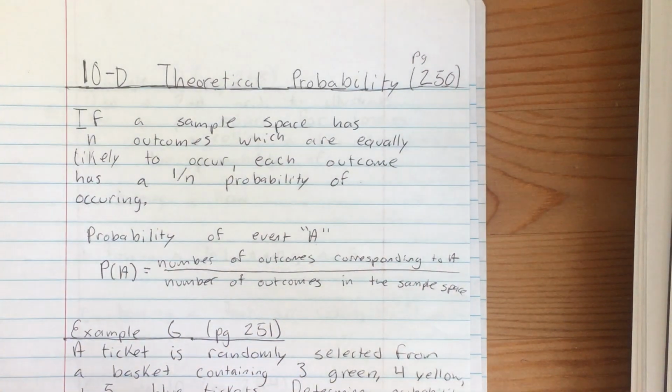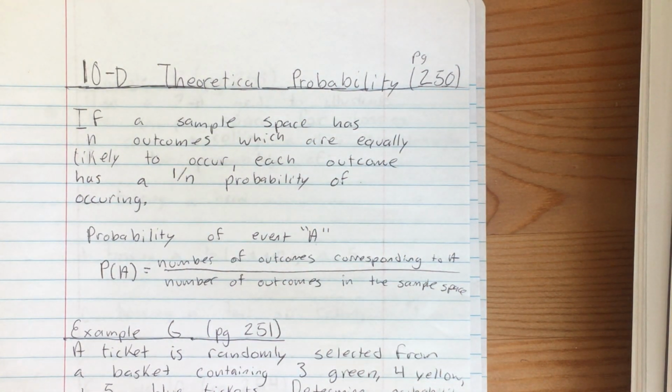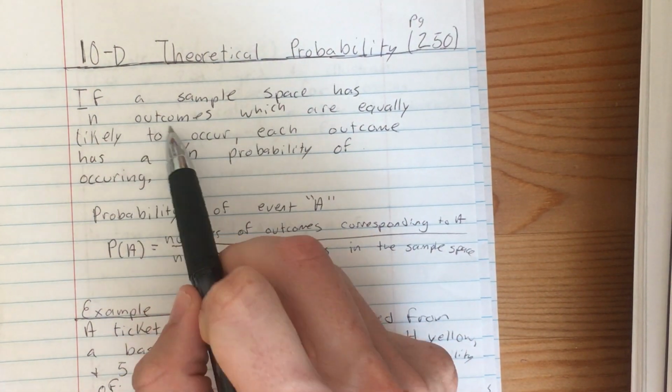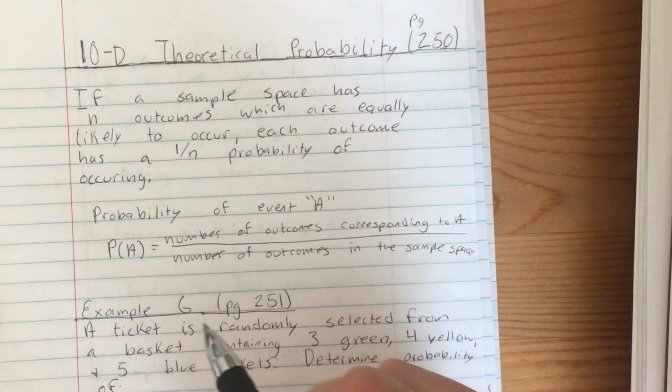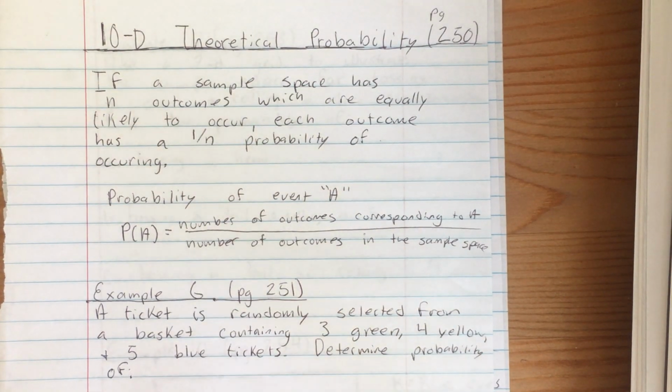So the first section we're going to look at today is theoretical probability. Now, theoretical probability is just the chances that something could happen in theory. We're not actually doing any kind of experimentation, like where I had you all roll the dice last class. Today we're just talking in theory, what are the chances? So the way that you calculate that, if a sample space has n outcomes, or n is just a number here, which are equally likely to occur, each outcome has the probability of 1 over n of occurring.